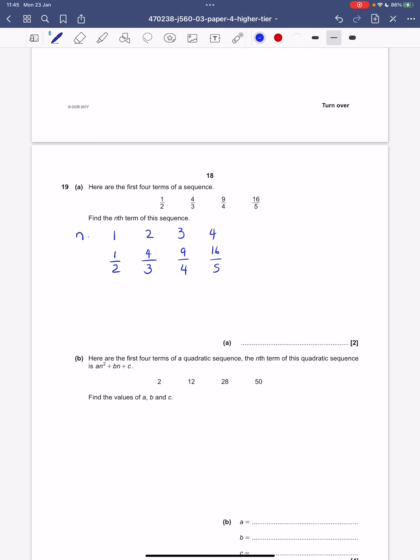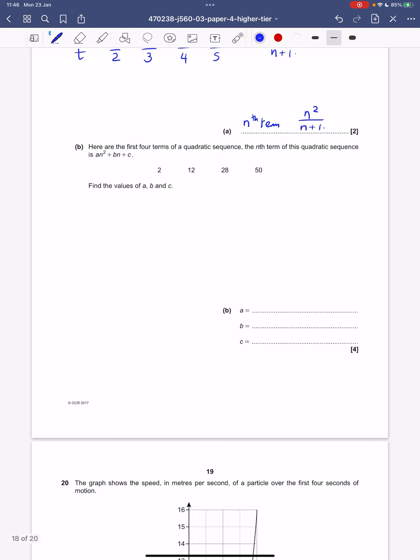That is n, that's the term number. So if we've got the nth term, this is actually 1 squared, 2 squared, 3 squared, 4 squared. So this is going to be n squared. And then this is always 1 more than here, so it's n plus 1. So you can say the nth term is n squared over n plus 1.